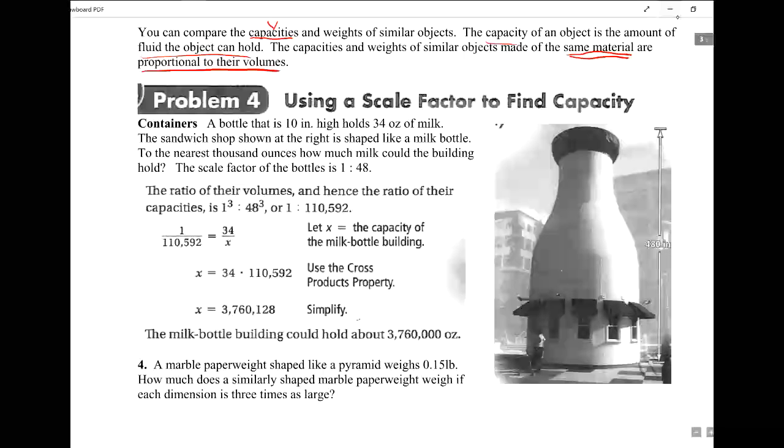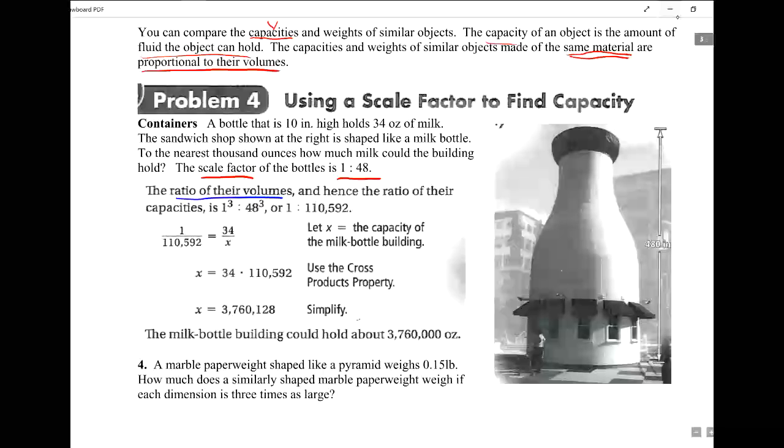We're told that our scale factor is 1 to 48. So that's a good place to start. Because we know that capacity is a ratio of the volumes, we know that volume is cubed. So we are going to find our volume ratio, which is our scale cubed, 1 cubed to 48 cubed, and we get 1 to 110,592.